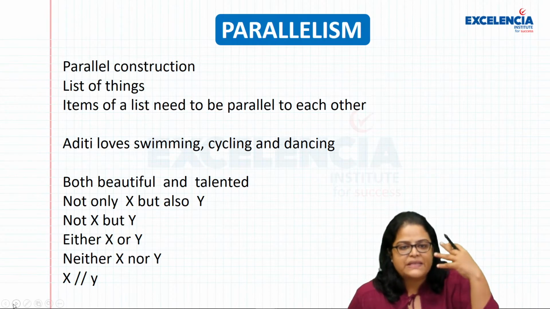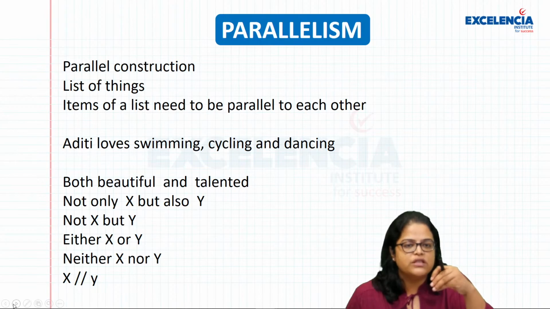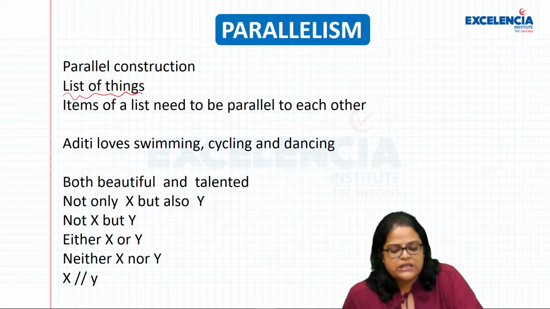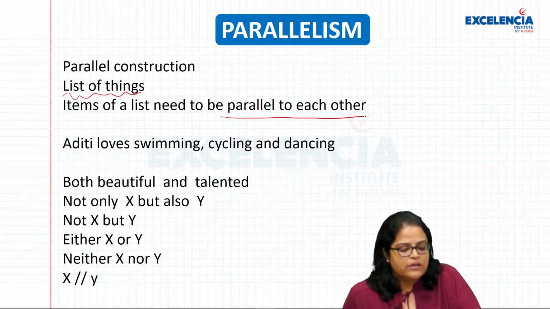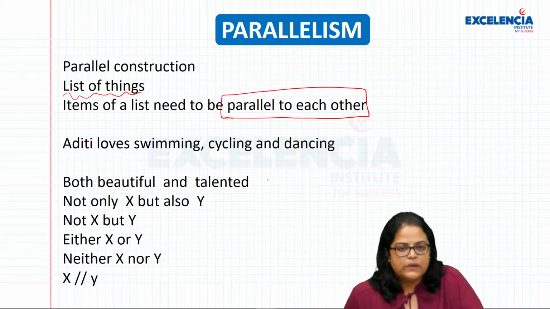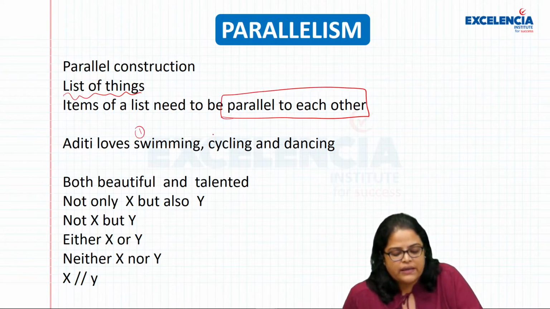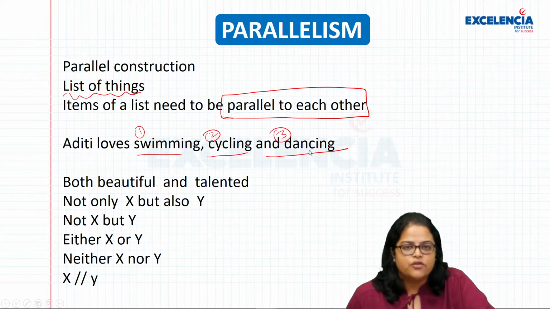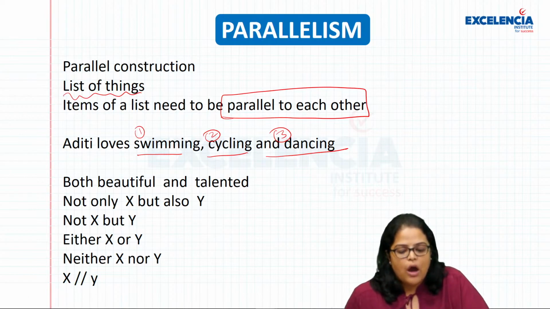Parallel construction is basic common sense, okay? So when I teach you, this will seem very, very simple. Parallel construction basically says that whenever there is a list of things, please ensure that they're parallel. Common sense, if I say Aditi loves swimming, cycling and dancing, there are 3 things which she loves doing. They need to be parallel to each other. They need to be in the same grammar form. What is swimming, cycling and dancing, guys?